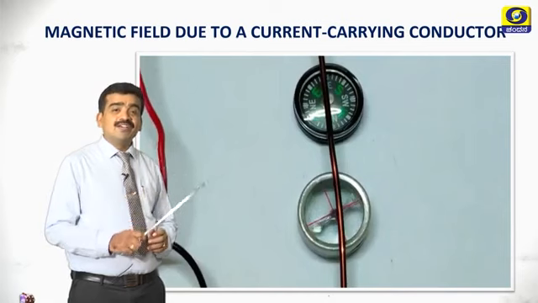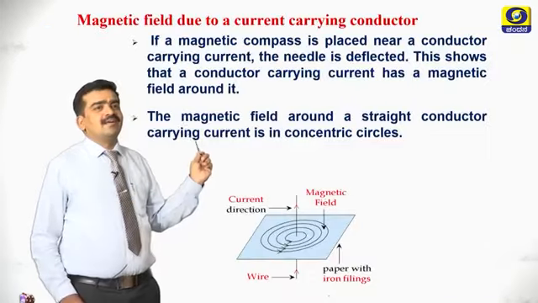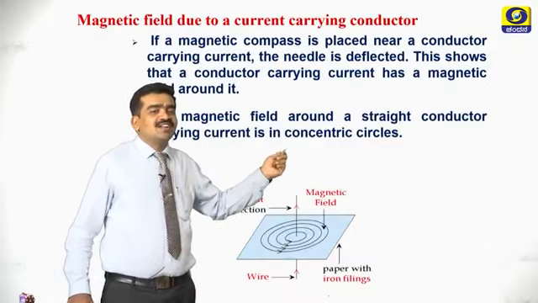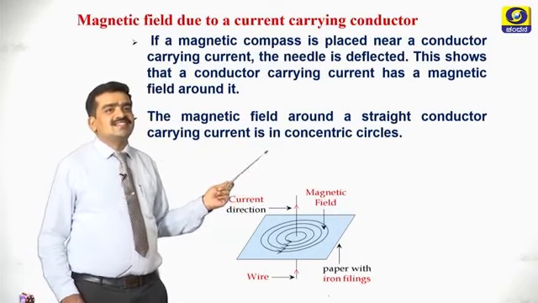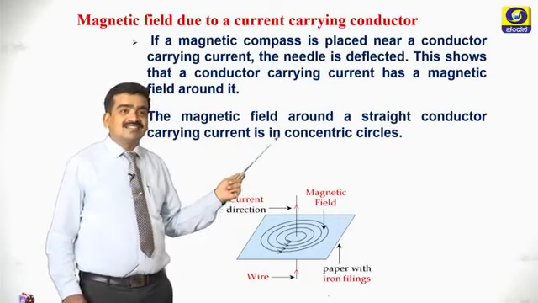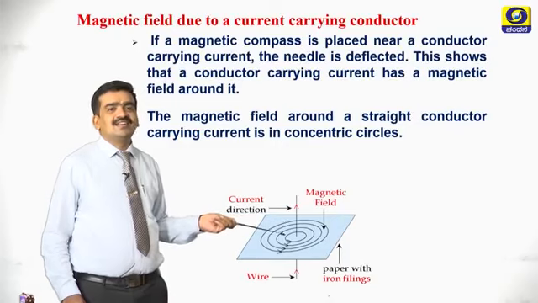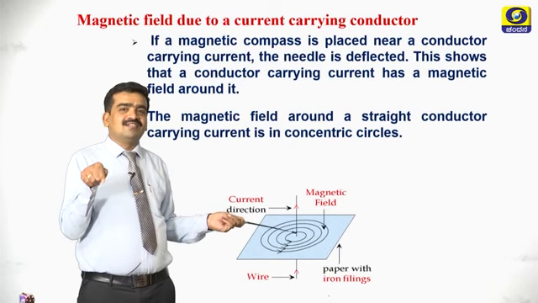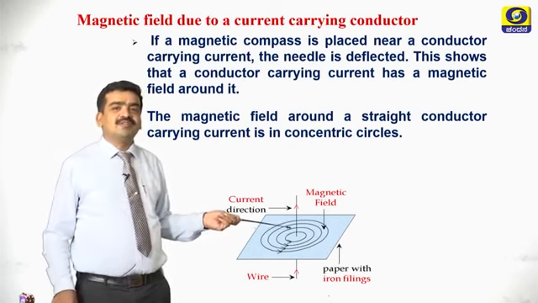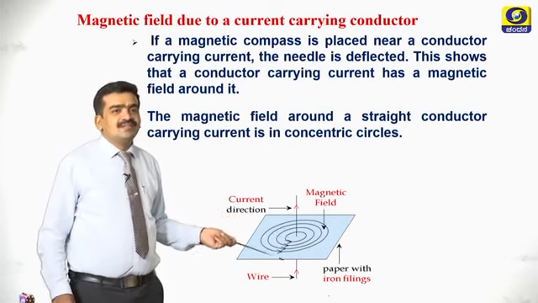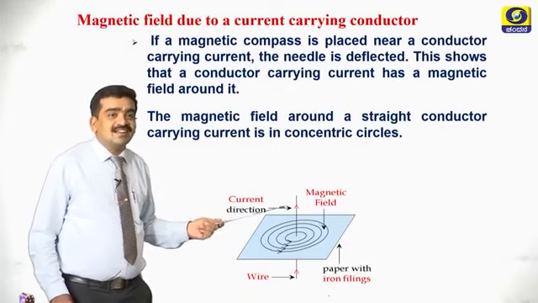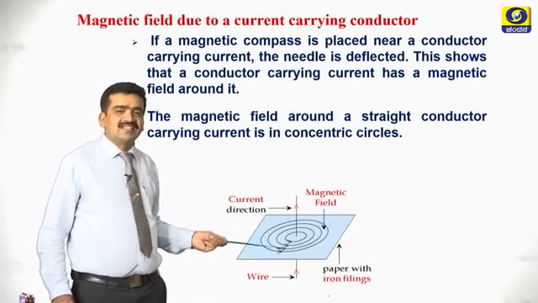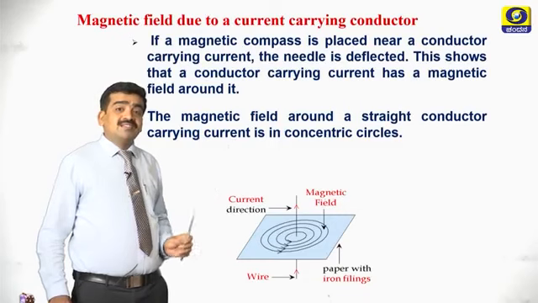How do you identify the direction of the magnetic field? The magnetic field around a straight conductor carrying current is concentric circles. Here again we are seeing, in case of a bar magnet, you have seen the bow-like arrangement between the north and south pole. Here in a straight conductor carrying current, you will have concentric circles. Can it be considered as a magnet?